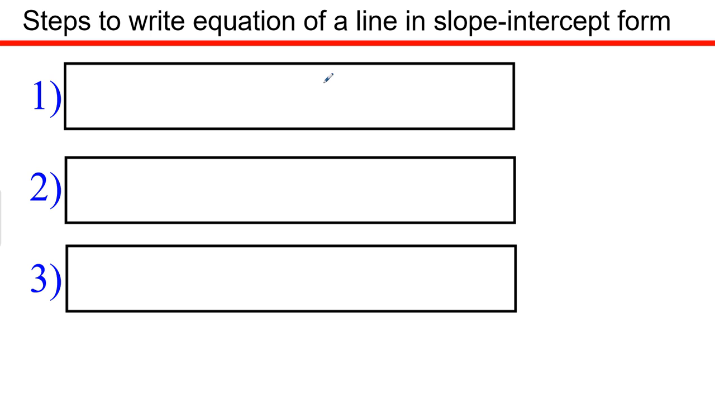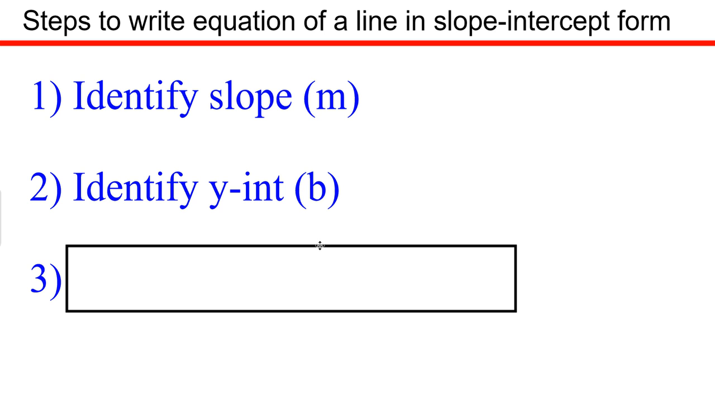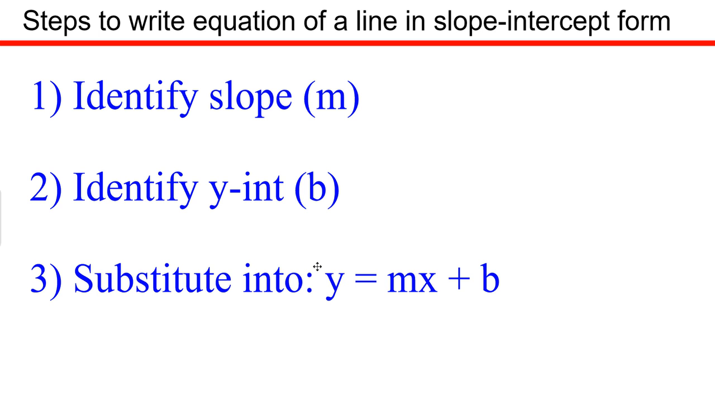First up, how to write the equation of a line in slope-intercept form. We're going to start off easy. We're first going to identify the slope. Then we're going to identify the y-intercept. And then simply substitute them into y equals mx plus b. So let's see this in action.